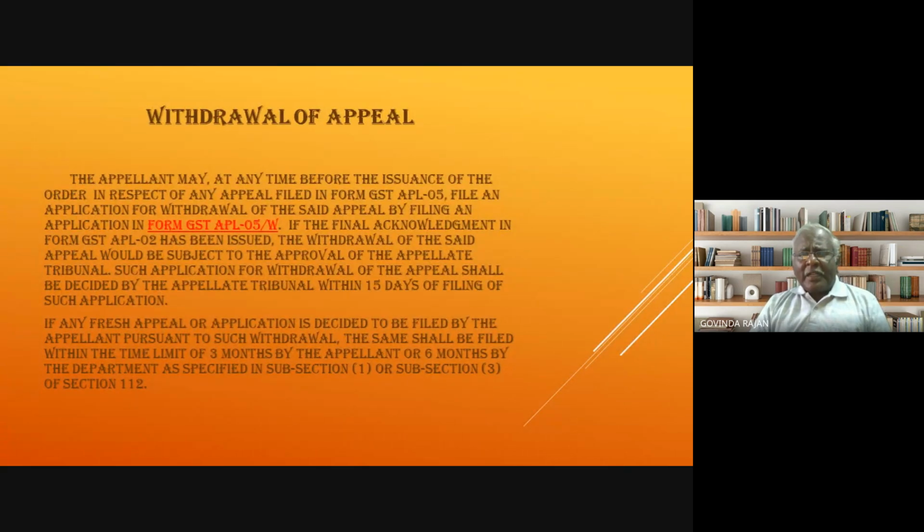If the appellant withdrew the appeal and now wants to file the appeal again, whether it is allowed, the answer is here. If any fresh appeal application is to be filed by the appellant subsequently, it shall be filed within the time limit of 3 months by the appellant or 6 months by the department, as specified under section 112. So there is no concession. You may file an appeal, you may withdraw it, but if you file it again, the limitation period is still 3 months. If the limitation period expires, you cannot file it.